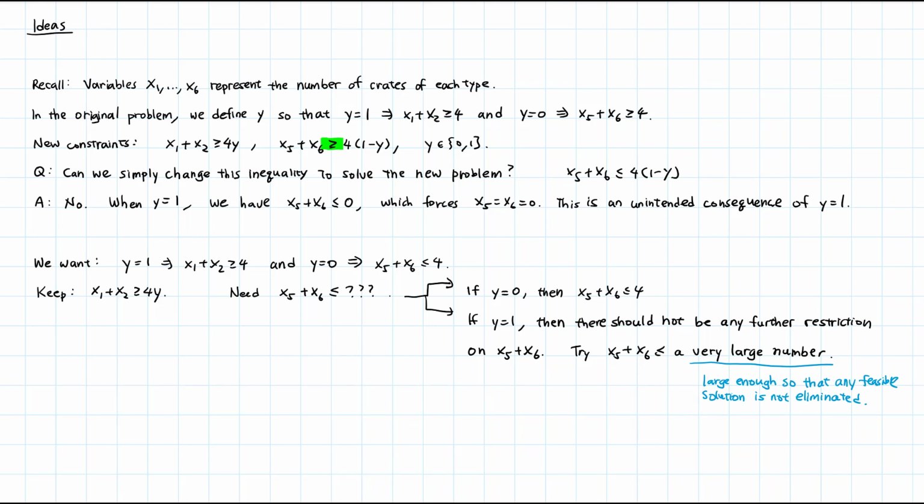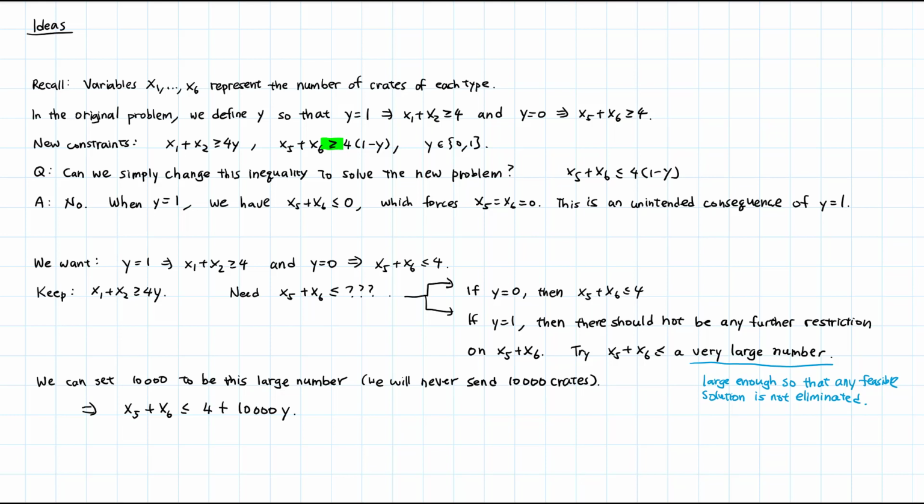In this particular problem, we can set 10,000 to be this number. Remember that this problem restricts the total weight to at most 10,000 pounds, so we will never send more than 10,000 crates. So what we can do is, we set x5 plus x6 to be less than or equal to 4, and when y is equal to 1, we will add a very large number. So that gives us this inequality. x5 plus x6 is at most 4 plus 10,000 y. And this is how we would solve the problem.